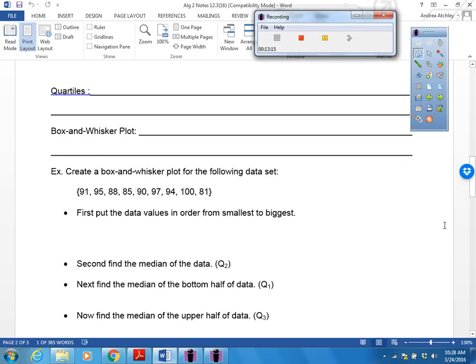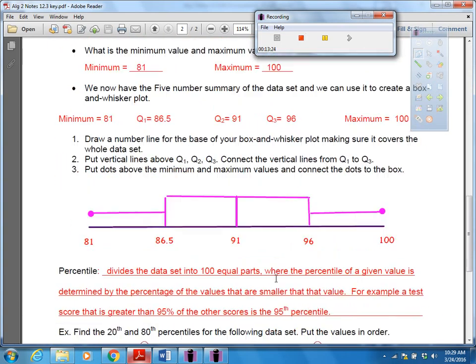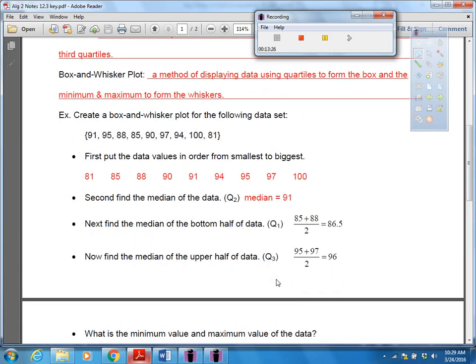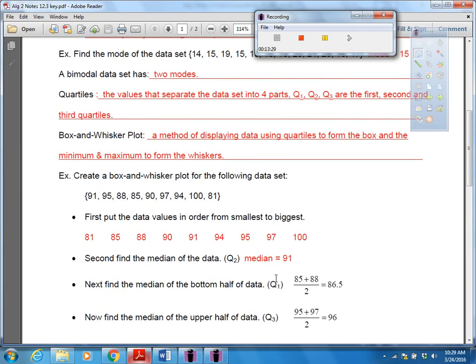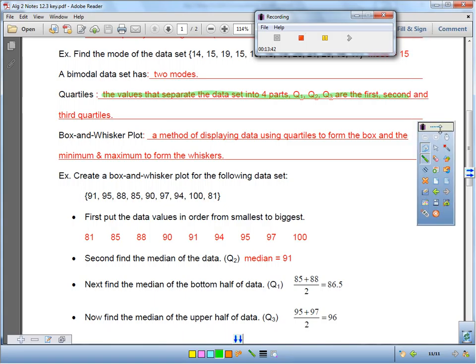Okay, quartiles. I'm just going to have you write down these definitions. Write down the quartiles: the values that separate the data into 4 parts, quartile 1, quartile 2, quartile 3. That's what you're writing down.